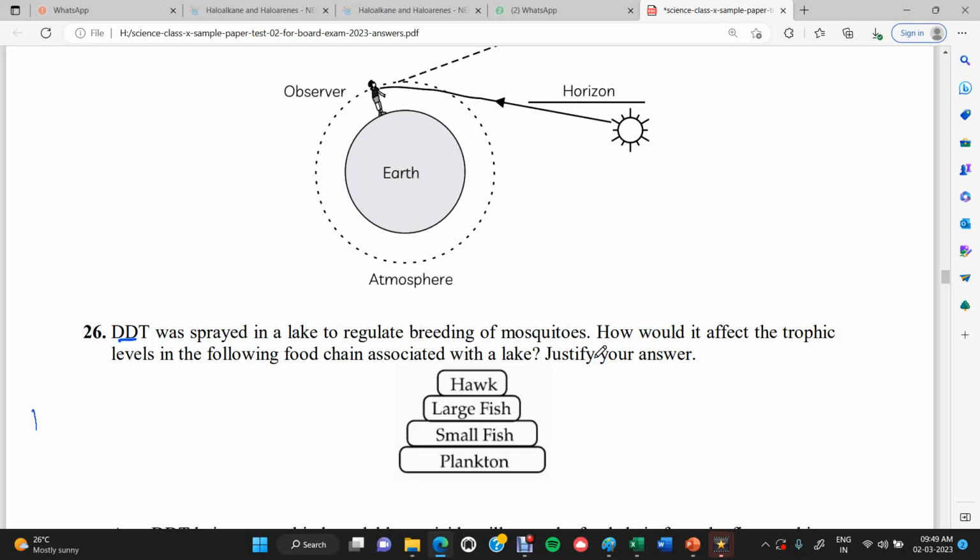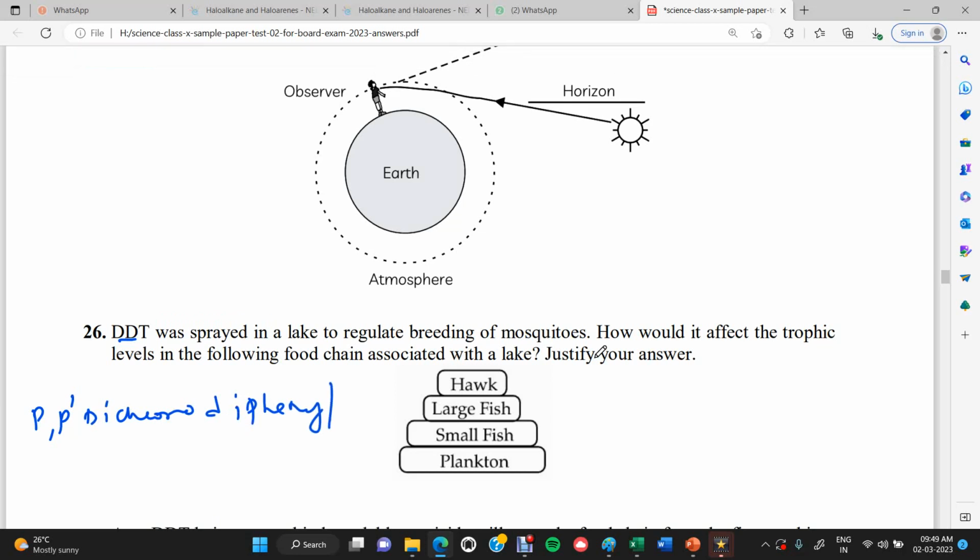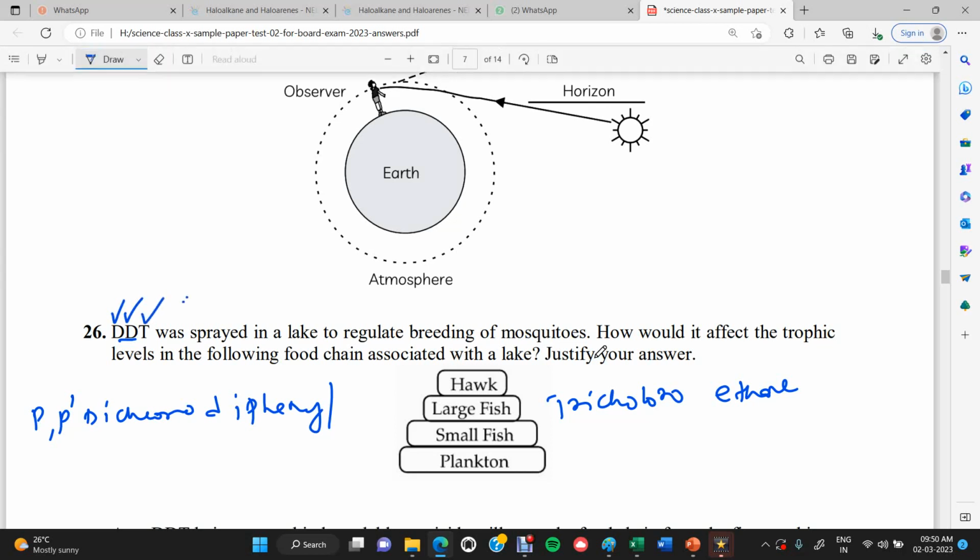DDT means para, para dash dichloro diphenyl trichloroethane. That is the full form of DDT. Para, para dash dichloro diphenyl trichloroethane. Dichloro diphenyl trichloroethane. That's DDT.